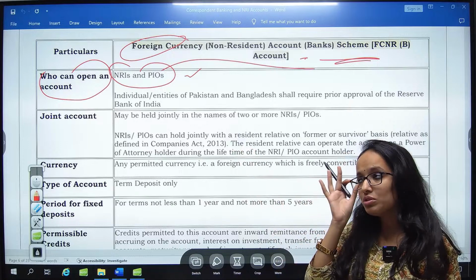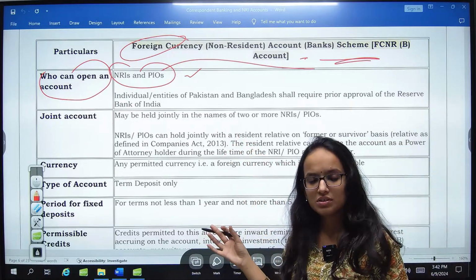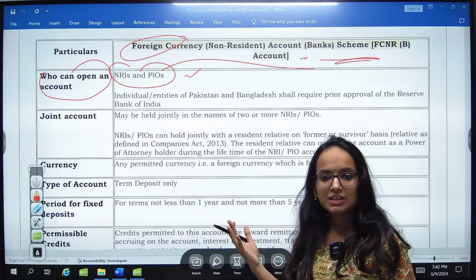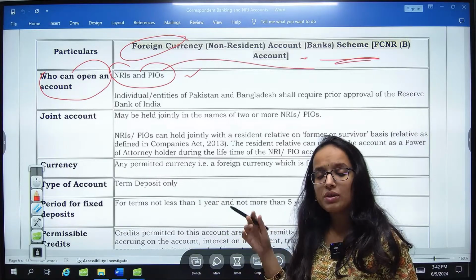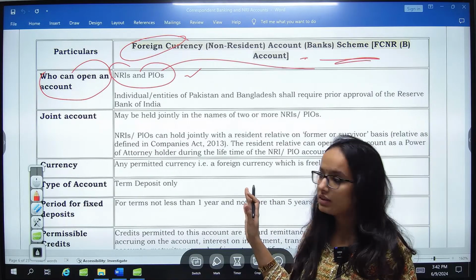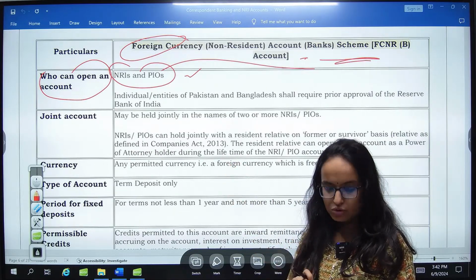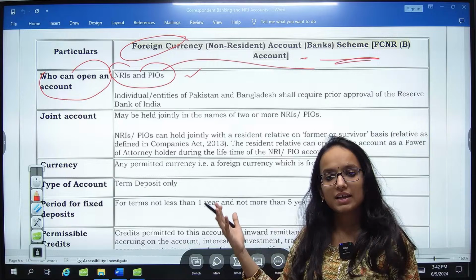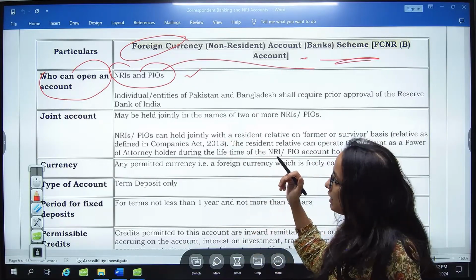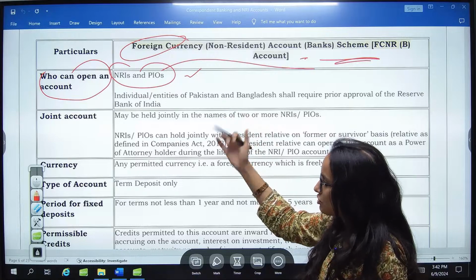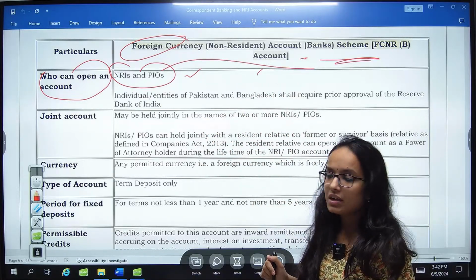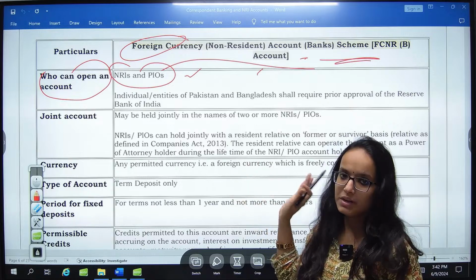One more thing, we have discussed all these definitions of NRIs and PIOs in the initial class only, as per the Income Tax Act 1961, and also as per the Foreign Exchange Management Act, 1999. So we have discussed whom we qualify or call as NRIs and PIOs. You can refer to that class if you haven't seen it, then you will be able to understand and differentiate. So who can open the FCNRB account? NRIs and PIOs.